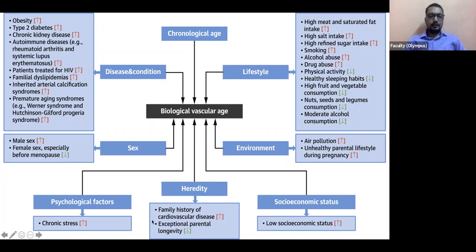Okay, hereditary, your genes. If you are from a family where cardiovascular diseases, heart attacks, heart problems are common, what happens to your biological age? Will it decrease or increase? It will increase. A family history of cardiovascular disease and hereditary conditions would increase the biological age. In the same manner, I think I was already telling you, if your grandparents lived longer, like 90 years old, you can probably survive longer too. So exceptional parental longevity, a longer lifespan seen in the family, can also come to you hereditarily.